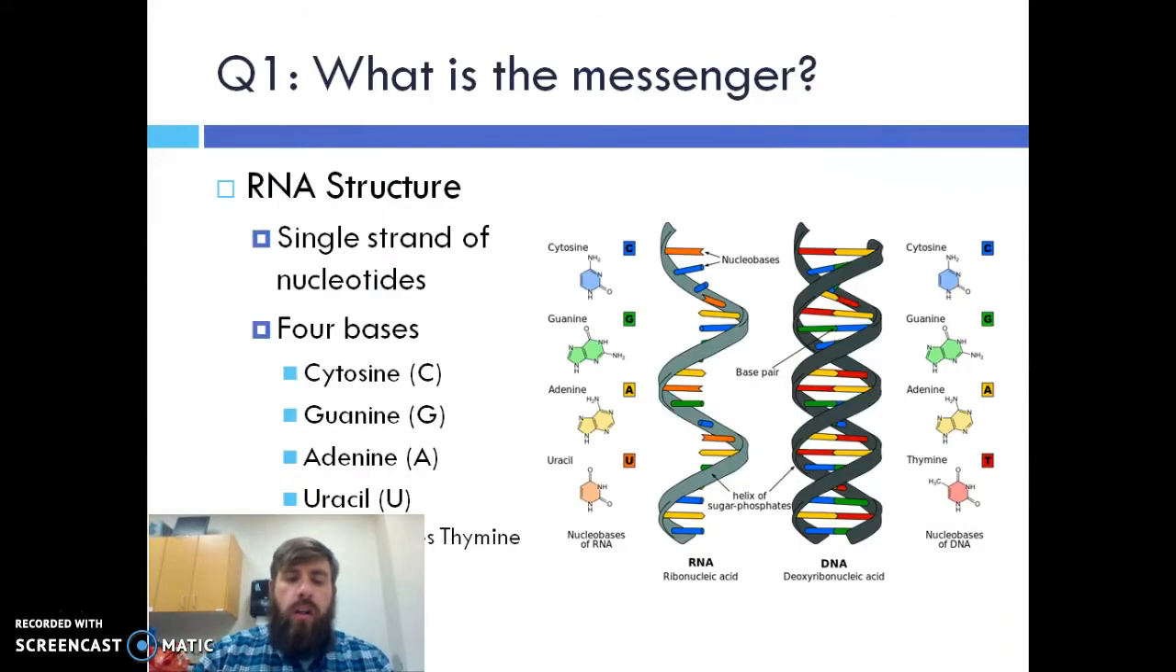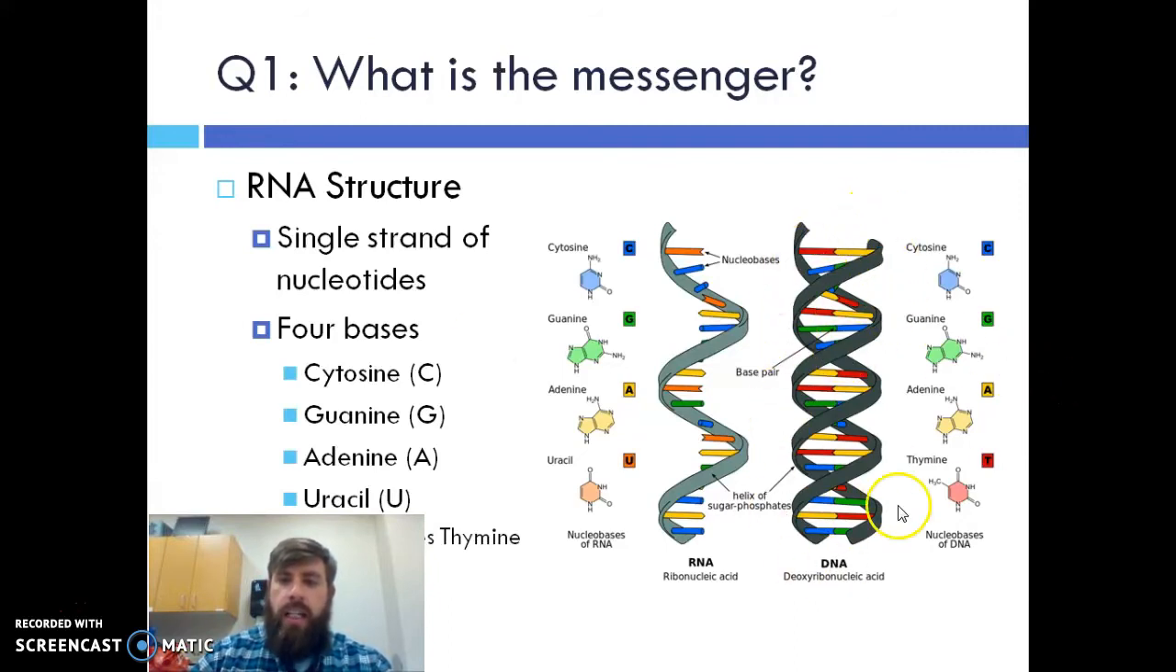Now, RNA structure is a little bit different, but still similar to DNA. We said that DNA was deoxyribonucleic acid. Well, now we have ribonucleic acid, which is RNA. The differences we're going to see is that RNA is a single strand. It is not double-sided. We can see a comparison right here.